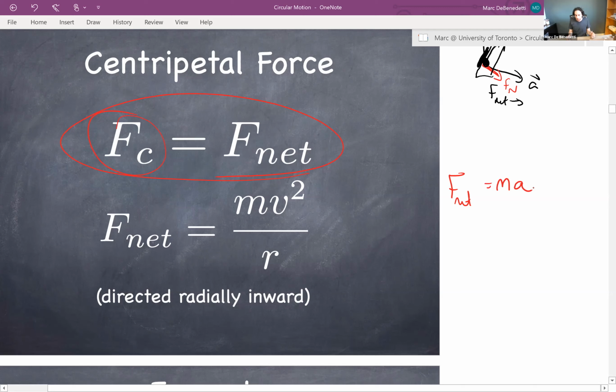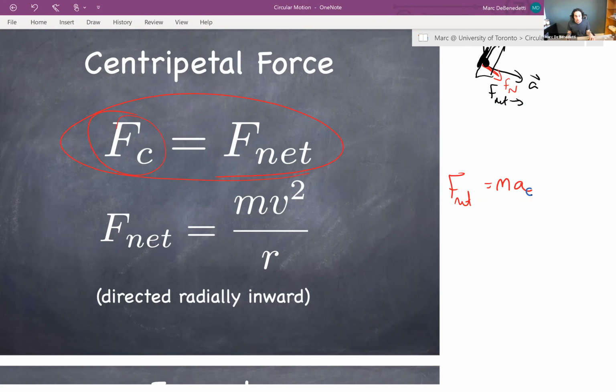The only difference, though, is the acceleration is not linear anymore. The acceleration is centripetal or circular. So I like to just write F net equals MA, and then put a little subscript C beside the A to remind myself that it's not linear acceleration, it's circular acceleration. But then I proceed with the analysis exactly the same as I would before. I can sum all my forces from my free body diagram. I could do F net X, F net Y if I needed to.